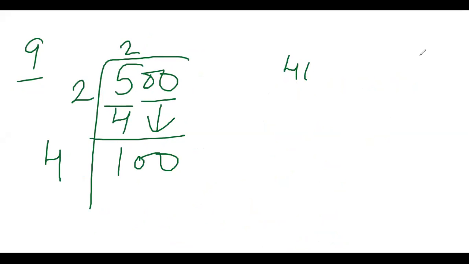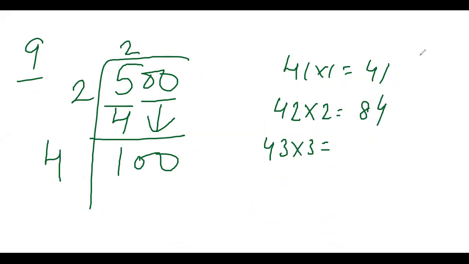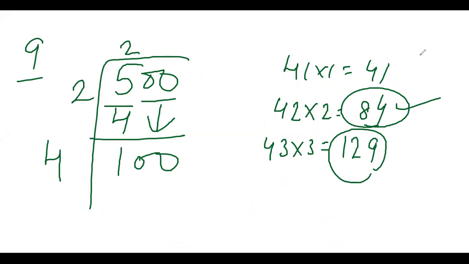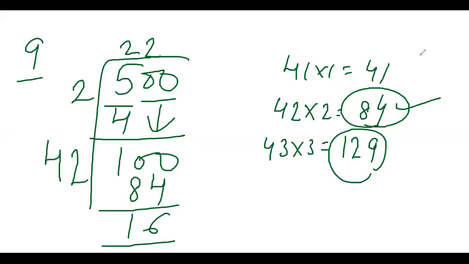Here 41 into 1, 41. Let's check on 2. 42 into 2, 84. 43 into 3, 129. But 129 is greater and 84 is smaller, so we'll take 84 under 100 because we need to tell what should be subtracted. So here we'll write down 2. 42 2s are 84. Subtracted 16. So 16 students will be left.